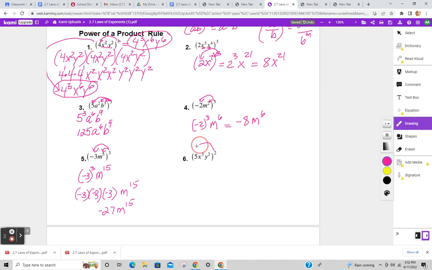Okay, so I'm going to distribute the 2 to each factor. So this will be 5 squared. Distribute to this factor, we'll have 3 times 2 here, that's x to the 6. And distribute it to this factor, I'll have y to the 4th. I can simplify that some more. That's going to give me 25 x to the 6th, y to the 4th power.